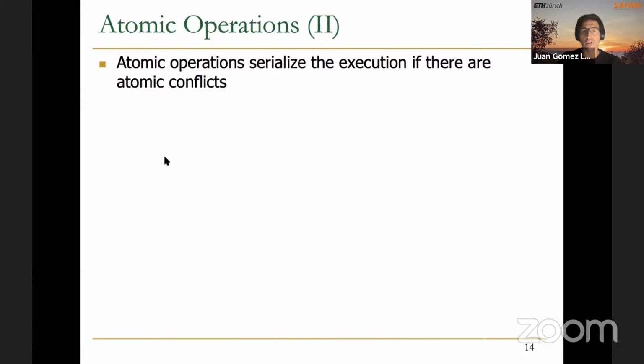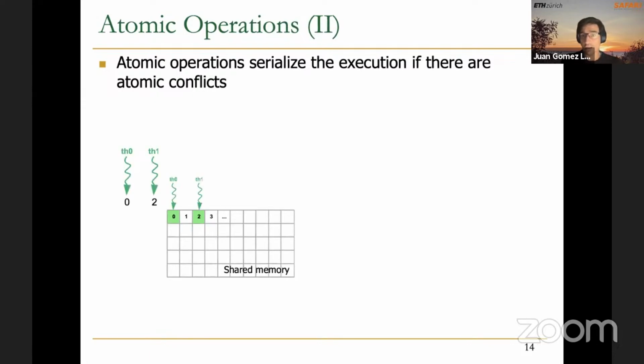We have two different threads. One of them has to update element 0. The other one has to update element 2. And because they don't collide, there is no conflict or collision here, they can perform the atomic operation at the same time, loading, updating, and storing. And this will take some certain latency.